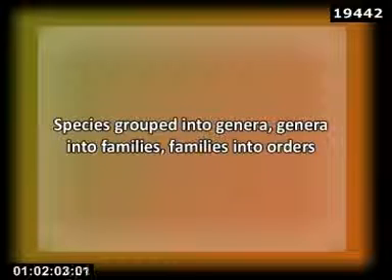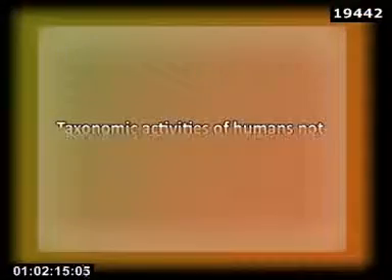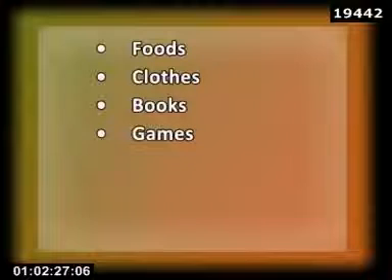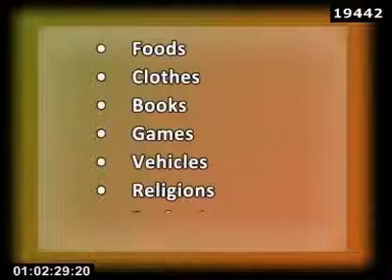These species are grouped into genera, genera into families, families into orders, and the process continues till all the species have been arranged, classified under a single largest, most inclusive group. The taxonomic activities of humans are not restricted to living organisms only. Humans learn to identify, describe, name and classify foods, clothes, books, games, vehicles, religions, professions and any other objects that they come across or that influence their life.